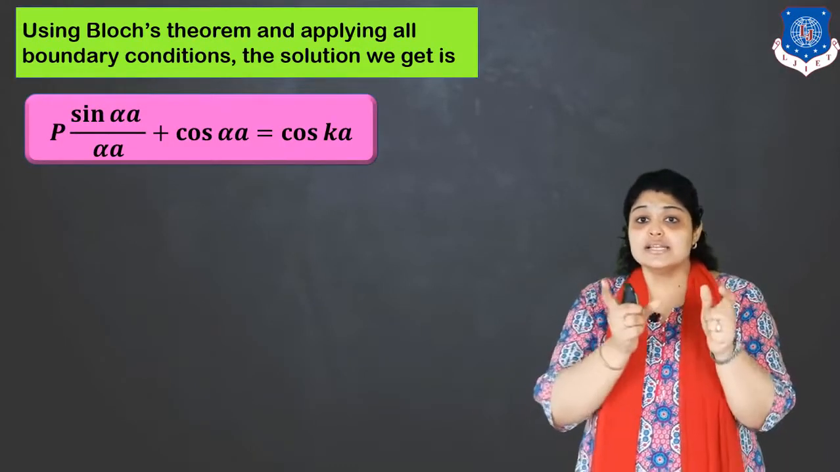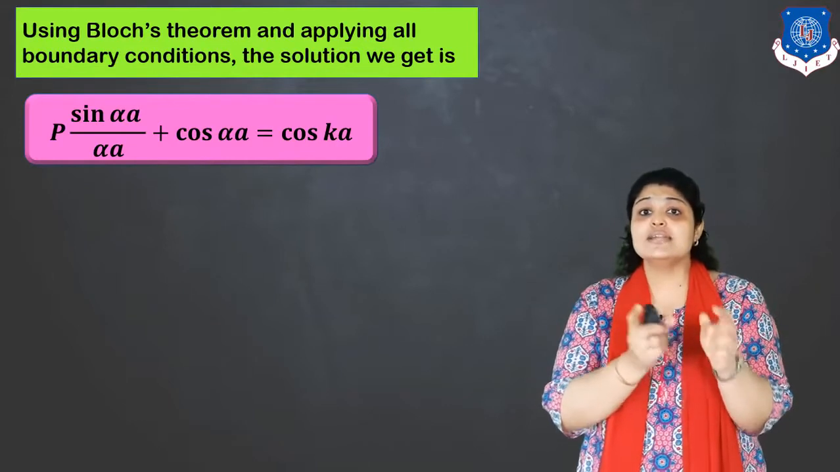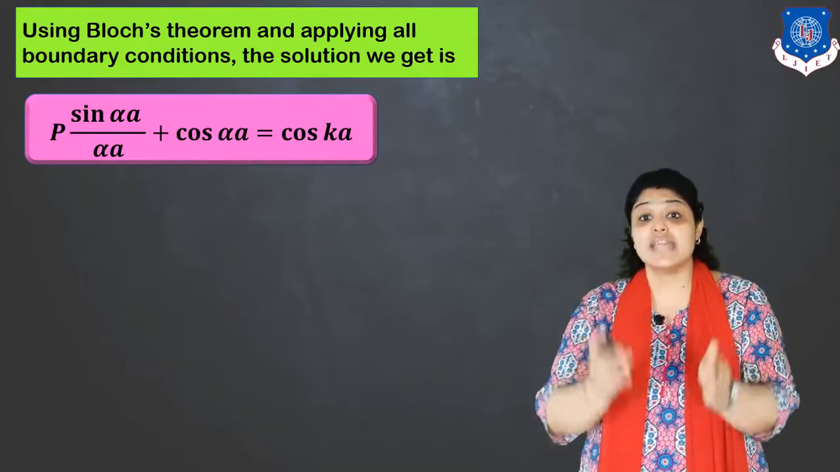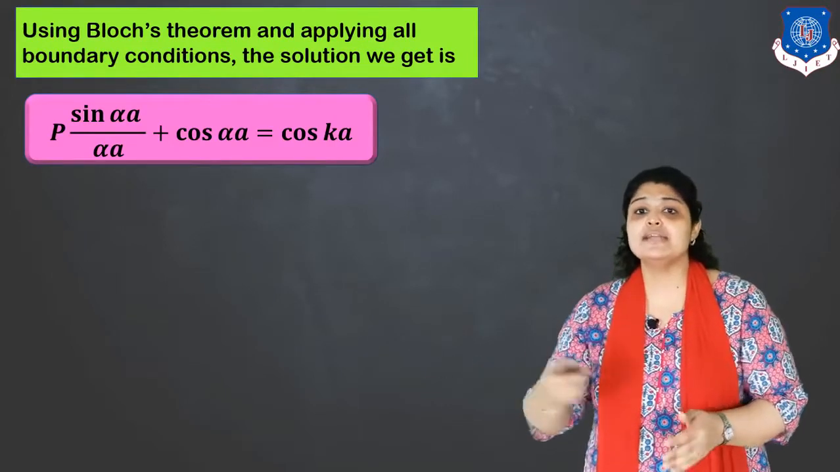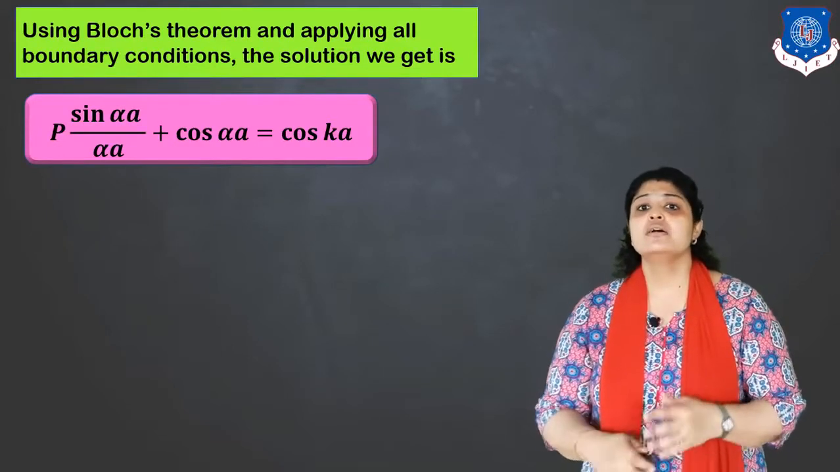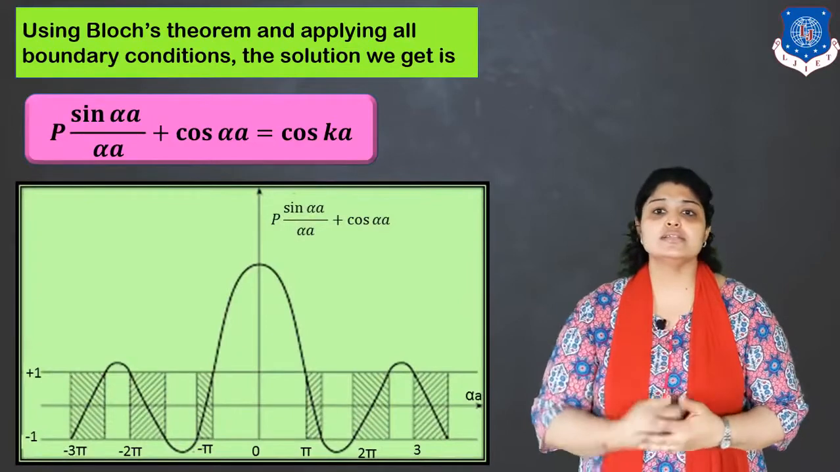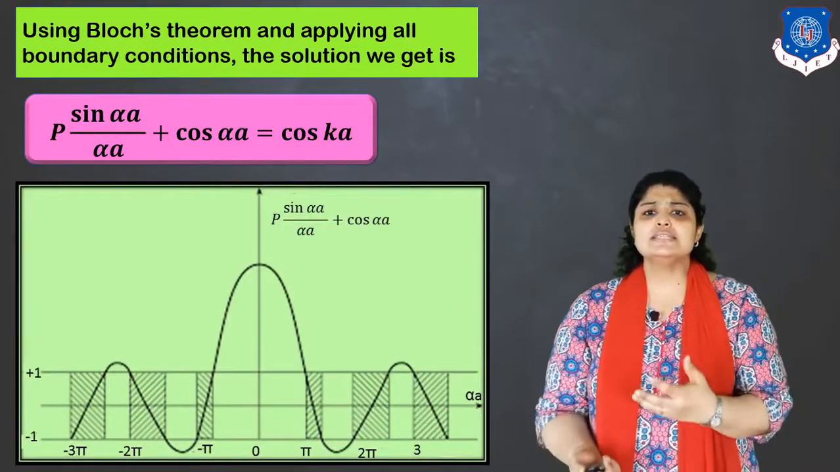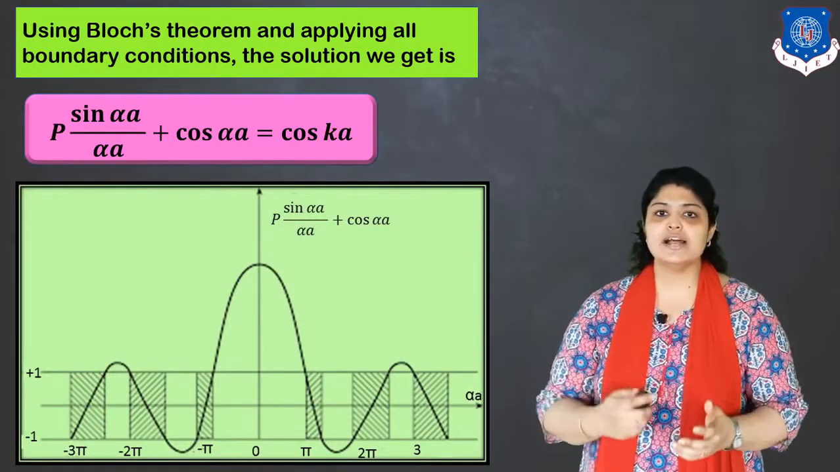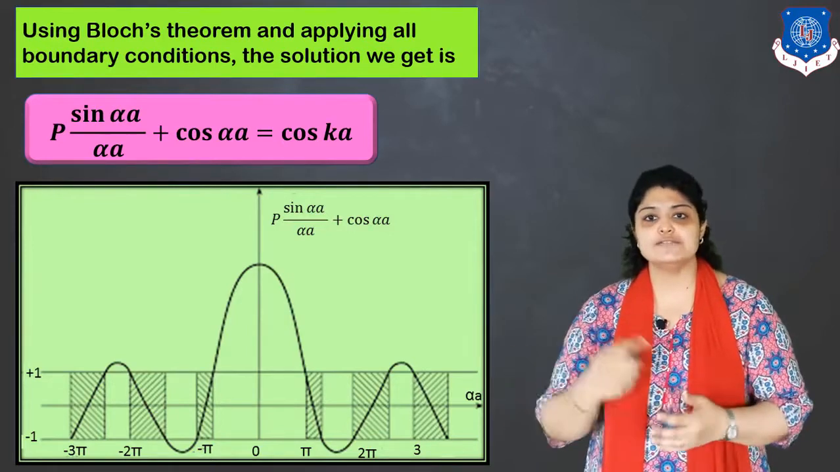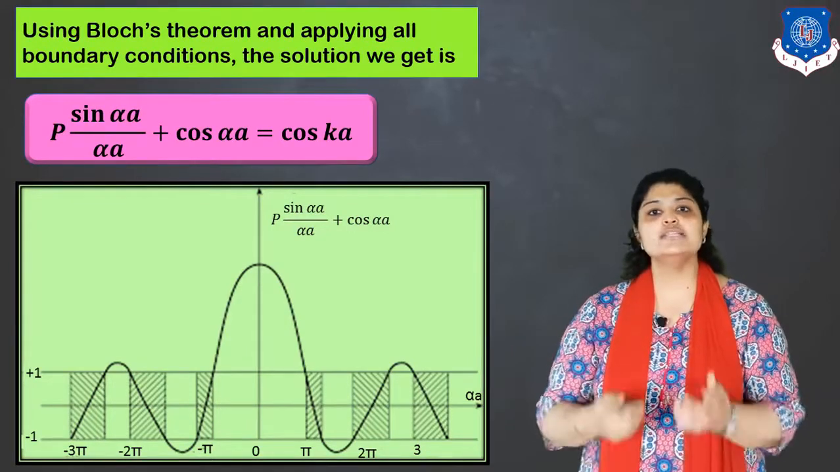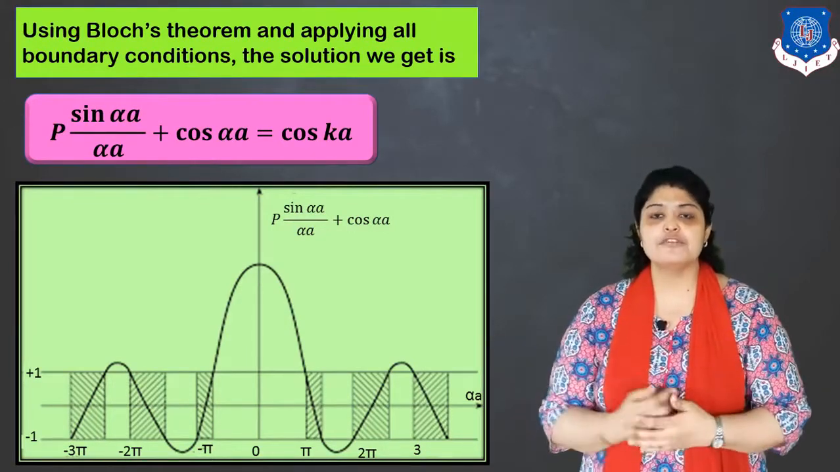That means the summation of the LHS, that is both the terms on the LHS together, should have a limit of -1 to +1. Next, what is done? A graph is plotted using this equation. Now you know that sin x upon x is a normal graph wherein we have sine variation as a function of x, and cos is again a simple graph.